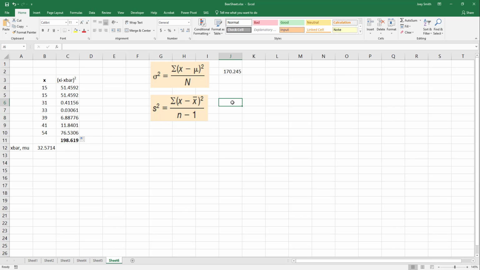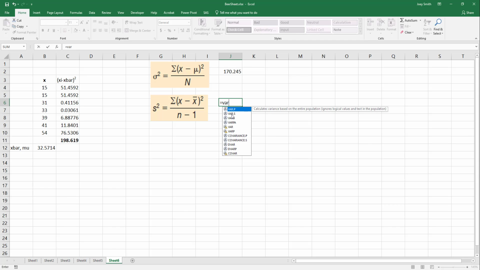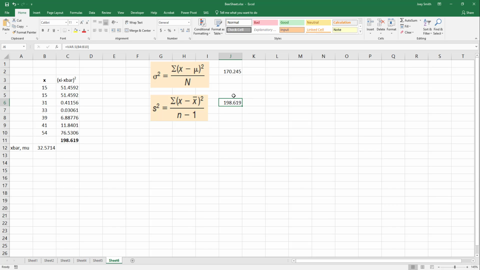And let's make sure that that's correct. So equals VAR, and VAR.S is the sample variance. And again, we're going to select those same numbers and enter, and again, we got the value correct. Okay, so the population variance is 170.245, the sample variance is 198.619. The only difference we're making here is in assumptions and calculating based on n-1 in the sample variance versus n in the population variance. Okay, so why is it n-1?